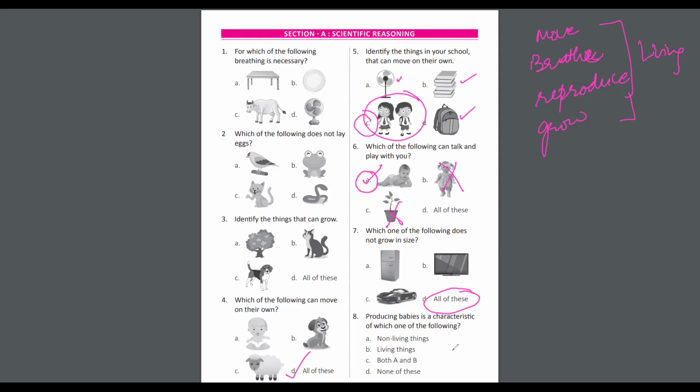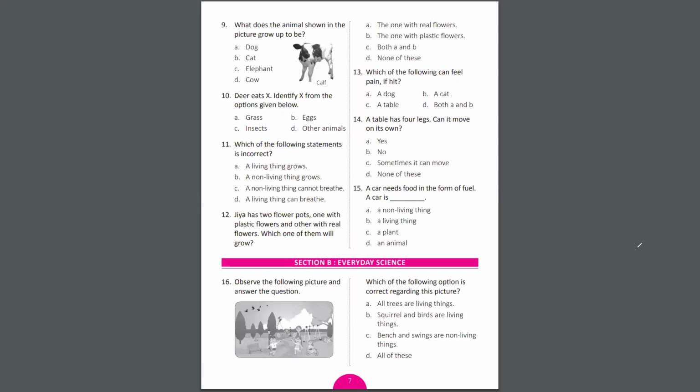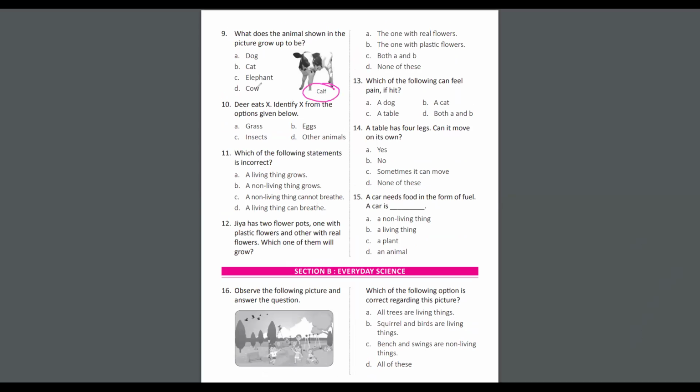Producing babies is a characteristic of which one of the following? So all living things can produce babies, right? Non-living things never ever produce any baby, because non-living things cannot grow, cannot reproduce, and cannot breathe. Next, we have, what does the animal shown in the picture grow up to be? So it's a calf. So calf grows into a cow.